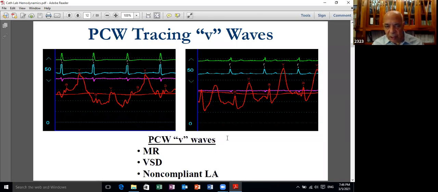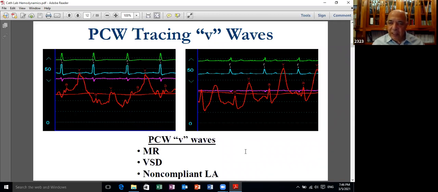So the question is: is that due to mitral regurgitation, VSD, or a non-compliant left atrium, or all of the above? The correct answer is all of the above. So you can encounter a very prominent V wave in mitral regurgitation. That's obviously known to every person. But remember that mitral regurgitation is not the only cause of a prominent V wave. You can get a prominent V wave, much more prominent than the A wave, even in mitral stenosis. Well, why is that?